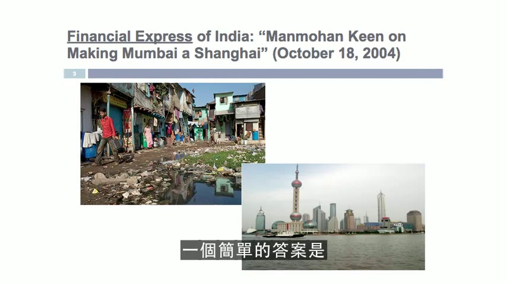One simple answer is China has Shanghai and India has Mumbai. Look at the skyline of Shanghai. This is the Pudong area. The picture on India is the Dharavi slum of Mumbai in India. The idea behind these two pictures is that the Chinese government can act above rule of law. It can plan for the long-run benefits of the country, and in the process, evict millions of people.